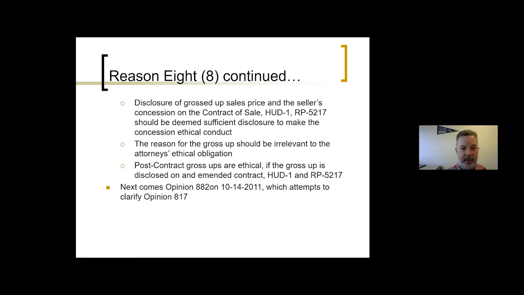But if you're going to do a seller's concession, then disclosure of the grossed up sales price and the seller's concession on the contract of sale should be deemed sufficient disclosure to make it ethical conduct. Post-contract gross ups are ethical too, as long as everything is mentioned on the closing statement, HUD 1 if they're using that, or CD, and 5217.